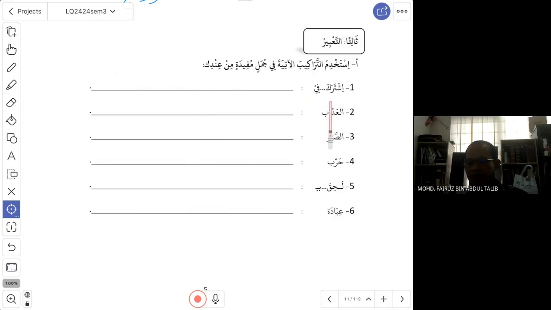For here, the first one, ishtaraka fi. In the text, Ishtaraka Ammar fi, participate. Ammar participated in building the mosque. Ammar participated in the attack in the war against Murtaddin. So we try to use it in other contexts. Ishtaraka, somebody participated in so and so.